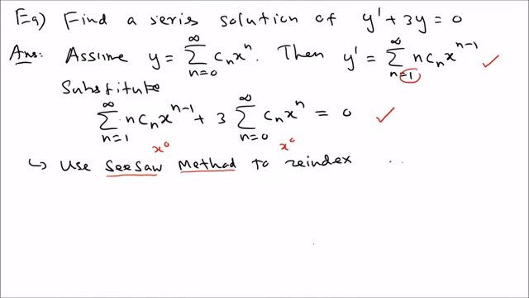Because you can see in the second sum, it is x^n. We try to get x^n in the other one as well. How to get x^n? You can see to get x^n, you have to increase the index by 1. So you can increase this one by 1. What we do, we increase inside, decrease outside. That's what we call the seesaw, because if one goes up, the other goes down. So it's like a seesaw.